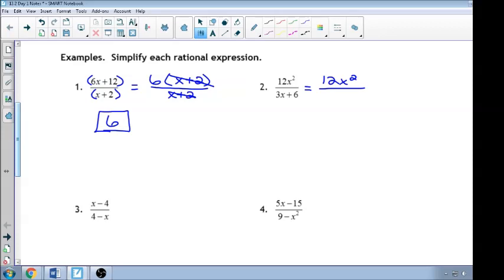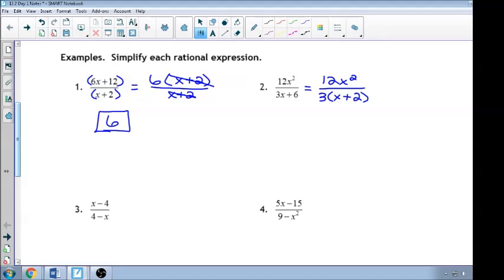What number or letter or combination of numbers and letters do 3x and 6 share? Well, 3x and 6 are both divisible by 3. So if I take out a 3, I'm left with 3x divided by 3 is just x. 6 divided by 3 is 2.